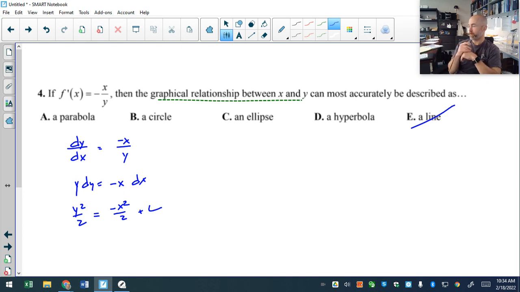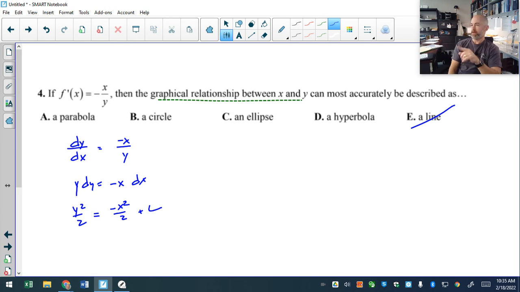And why are you eliminating hyperbola? Which we can. I'm just wondering.